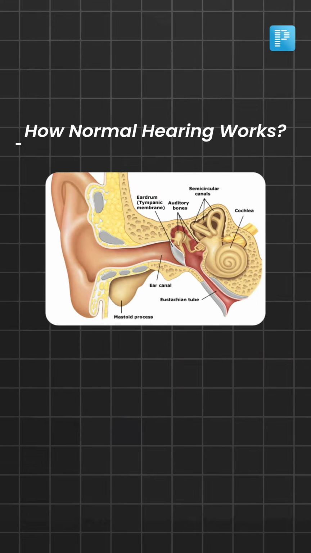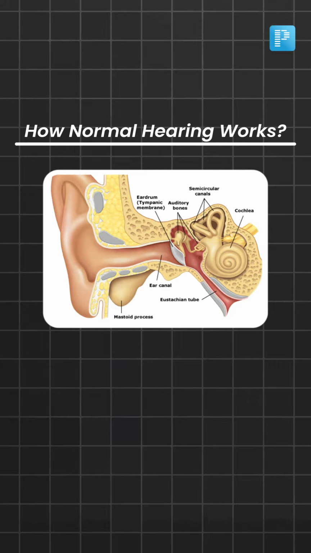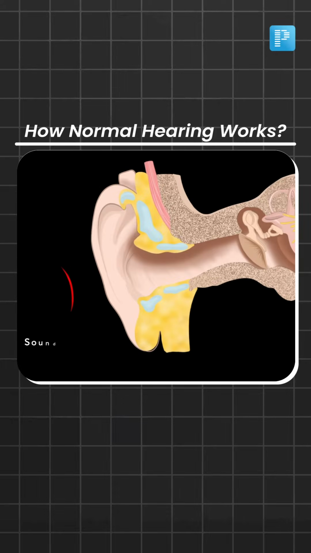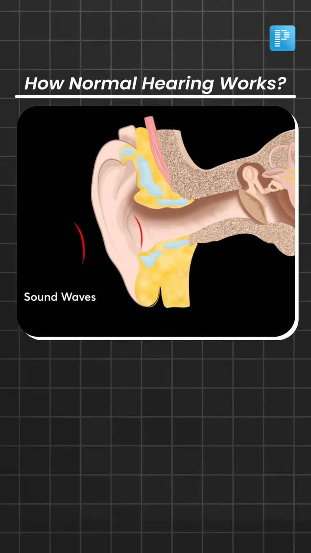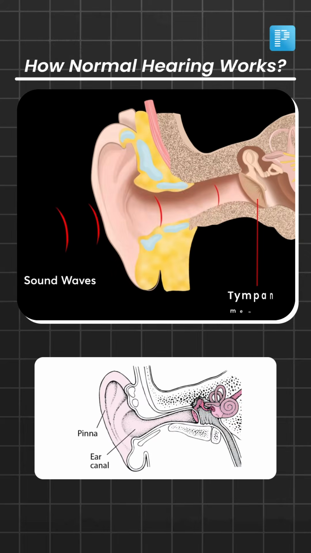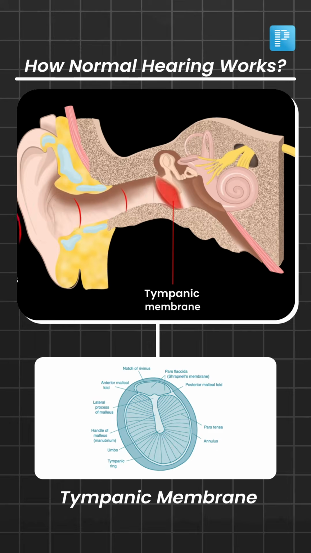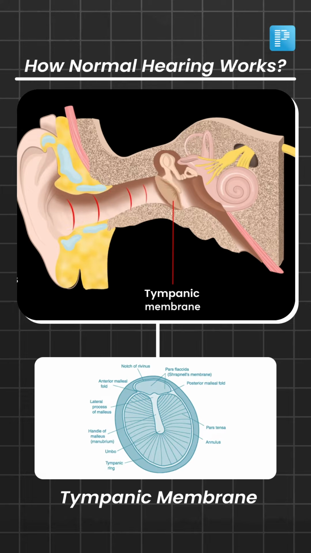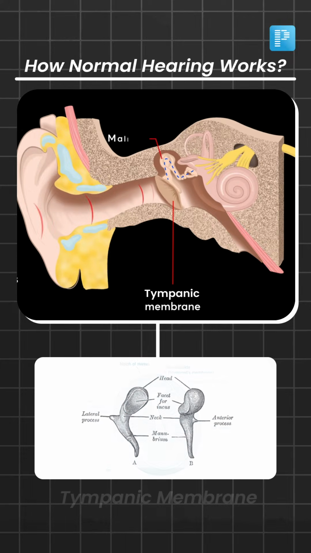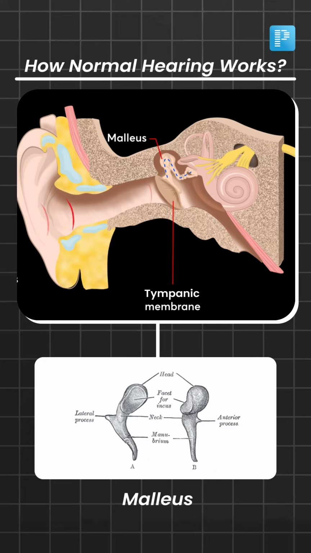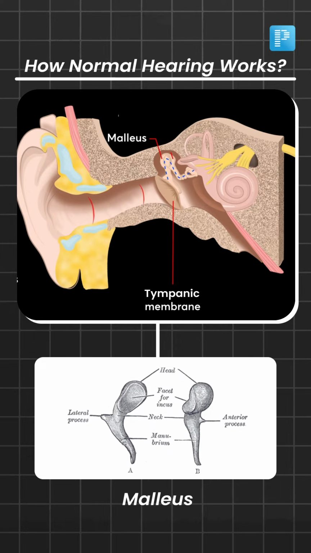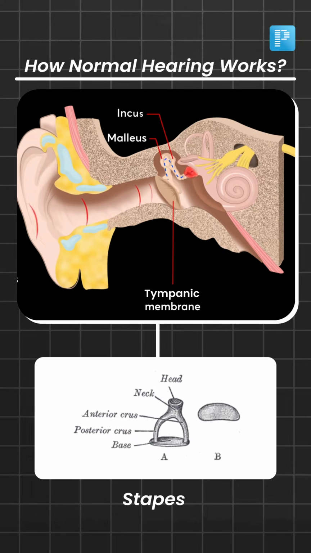So let us understand what happens basically in normal hearing. Basically the sound travels from the external ear, external auditory canal, and hits the tympanic membrane. Now when the tympanic membrane vibrates, the vibrations are carried to the ossicles, the malleus, followed by the incus, and this is followed by the stapes.